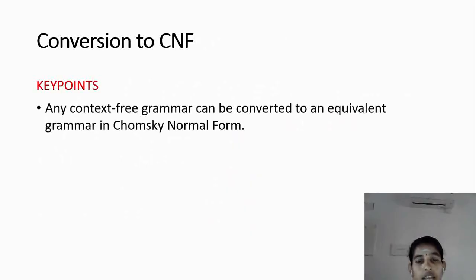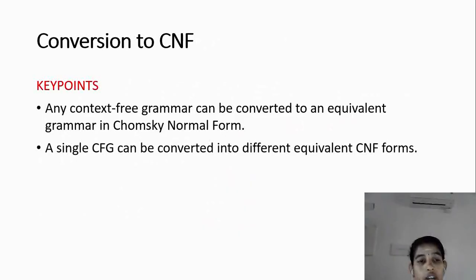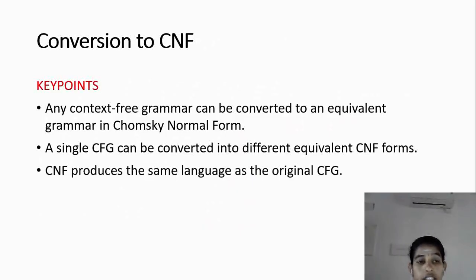Any kind of context-free grammar can be converted into an equivalent grammar in Chomsky normal form, and it never affects the language of the production rules. Also, a single context-free grammar can be converted into different kinds of CNF format by using your three production rules. Also, the context-free grammar in CNF must generate the same accepted language that was created by your original context-free grammar.